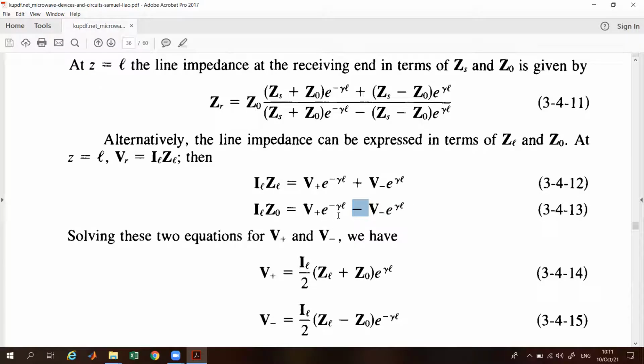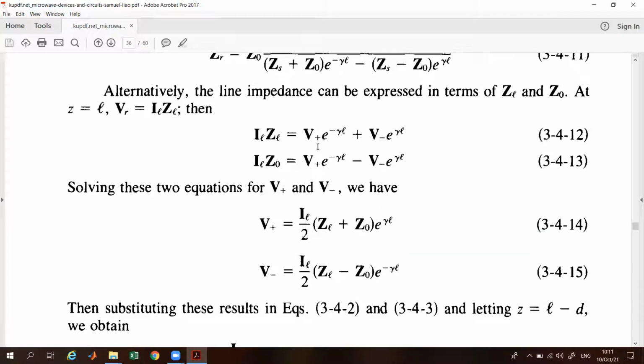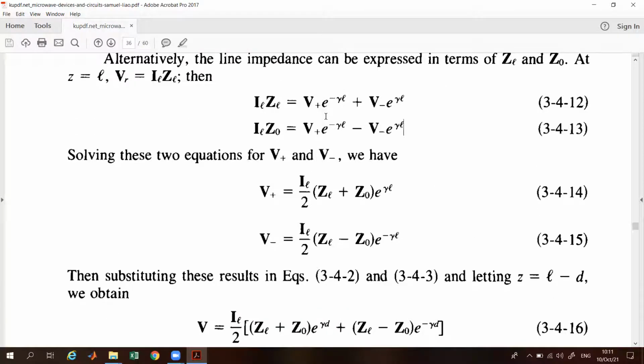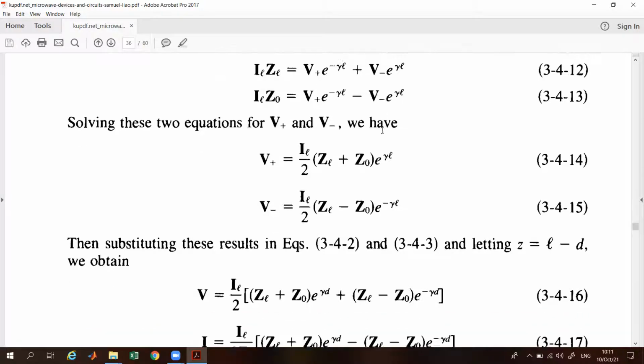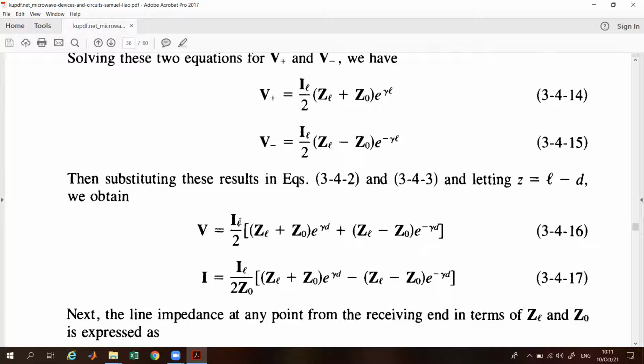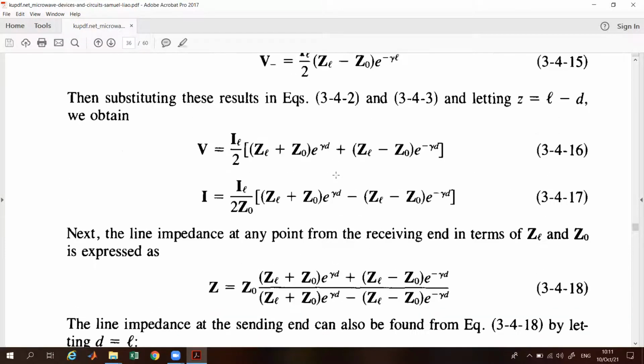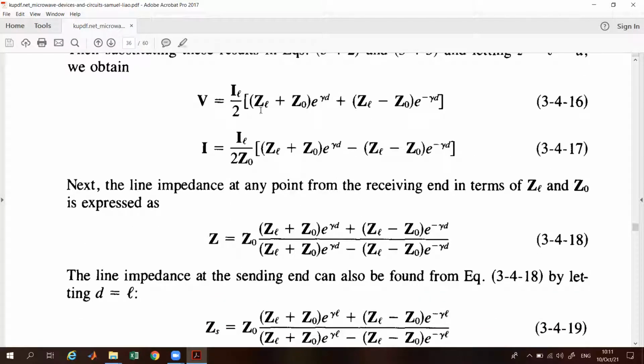So it will be V plus e raised to the power minus gamma L minus V minus e raised to the power gamma L. Now, if we solve these two equations for V plus and V minus, we have these two. So you just have to solve these equations and find the value of V plus and V minus from these equations and put them back in the standard equation of V, meaning these equations here. Then you get V will be equal to this, I will be equal to this.